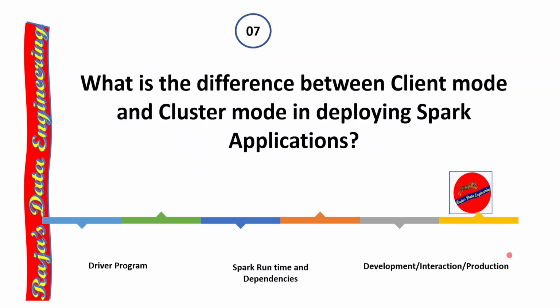Moving on to the next question, what is the difference between client mode and cluster mode while deploying Spark applications? Now, these are the different modes while deploying a Spark application. The first one, client mode, which means the driver program is running in the client machine. The client machine from where we are submitting the Spark application, in the same machine, the driver program will be running. But coming to cluster mode, the driver program would be running in the cluster itself, in the driver node. So that is the major difference.